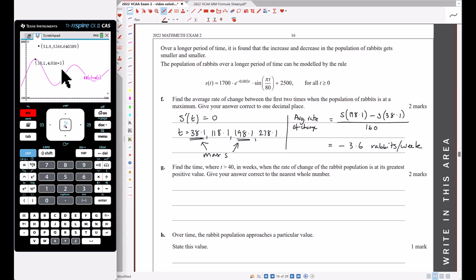Okay, so what we can see is the effect of this exponential part of the function, let me just make that bigger, means that the amplitude is getting smaller and smaller as we go. And so what we can actually see is between every max and min, the gradient is getting less and less steep. So we want the rate of change of the rabbit population, so the gradient of this pink graph, to be at its greatest positive value. And we want that to be where t is bigger than 40. So t is 40 is going to be just past this.